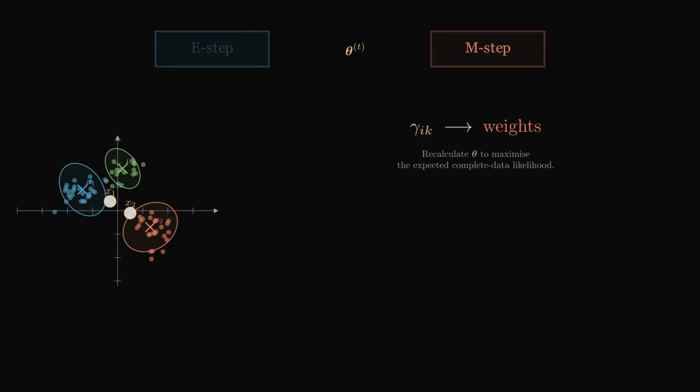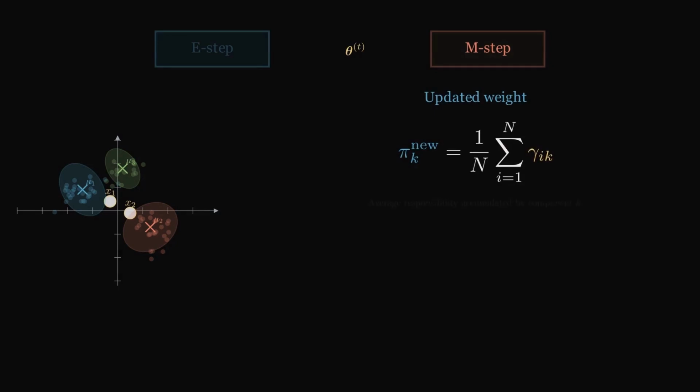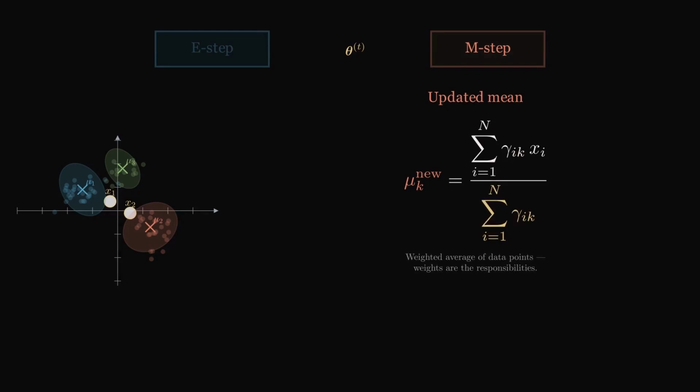We recalculate the parameters in order to maximize the expected likelihood of the complete data, that is, the observed x and the latent variables. The new estimates are essentially weighted averages. Updated weight: the new proportion of component k is the average of the responsibilities. We write p_k equals 1 over n times the sum from i equals 1 to n of gamma_ik. Updated mean: the new mean is the weighted average of all points, where the weights are the responsibilities.